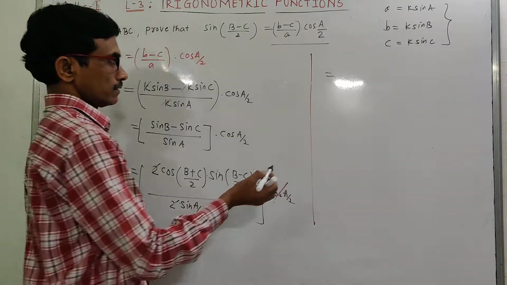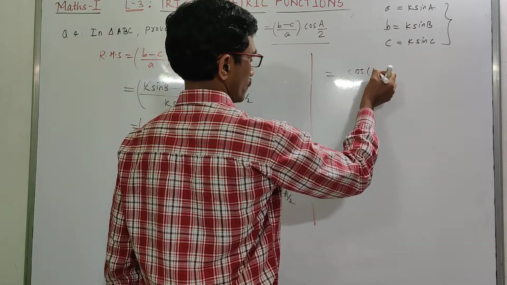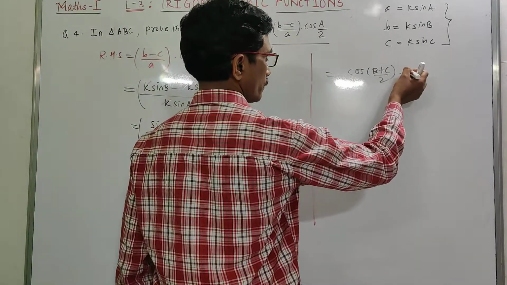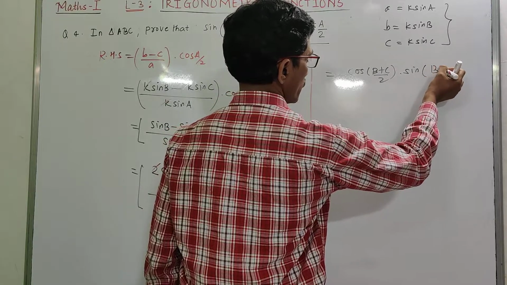Further it is equal to cos of (B plus C) upon 2 into sine of (B minus C) upon 2.